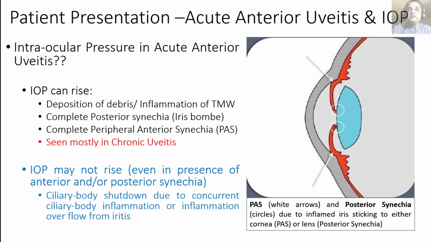The IOP generally does not rise, and that's simply because of ciliary body shutdown. Inflammation in the iris in anterior uveitis can spread to the pars plicata, or the part of the ciliary body which is producing the aqueous, because they're right next to one another, and cause ciliary body shutdown. Inflammation is loss of function, and the IOP doesn't rise. And that happens most of the time in a setting of acute anterior uveitis.